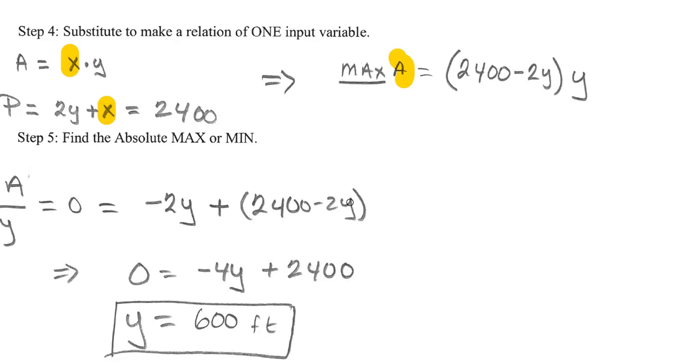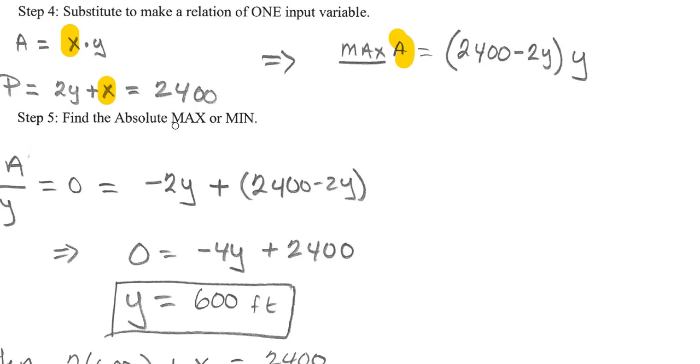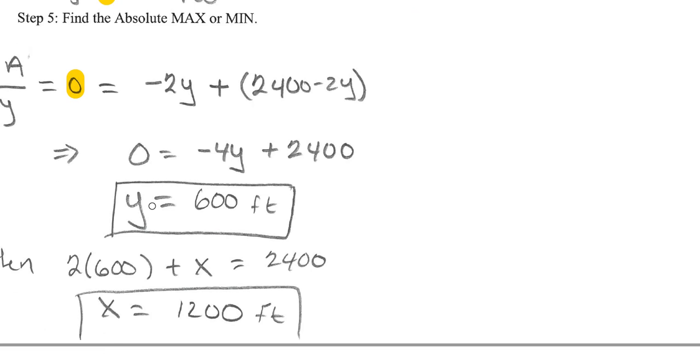How do I do this? Well, I find the absolute max or min by taking the derivative of the area function with respect to y, setting it equal to 0, and then solving for the variable. When I do that, I got y is equal to 600 feet.